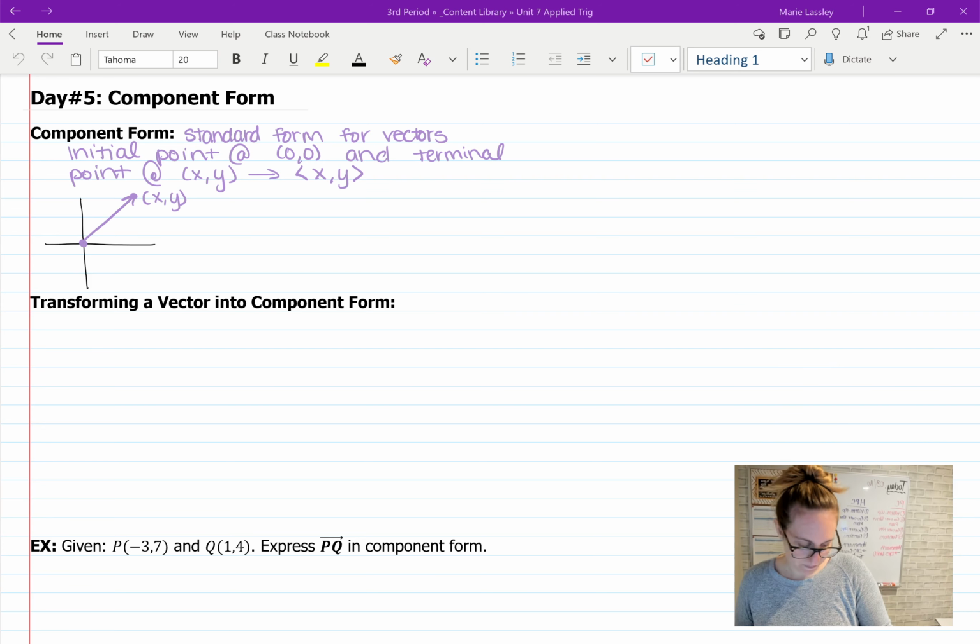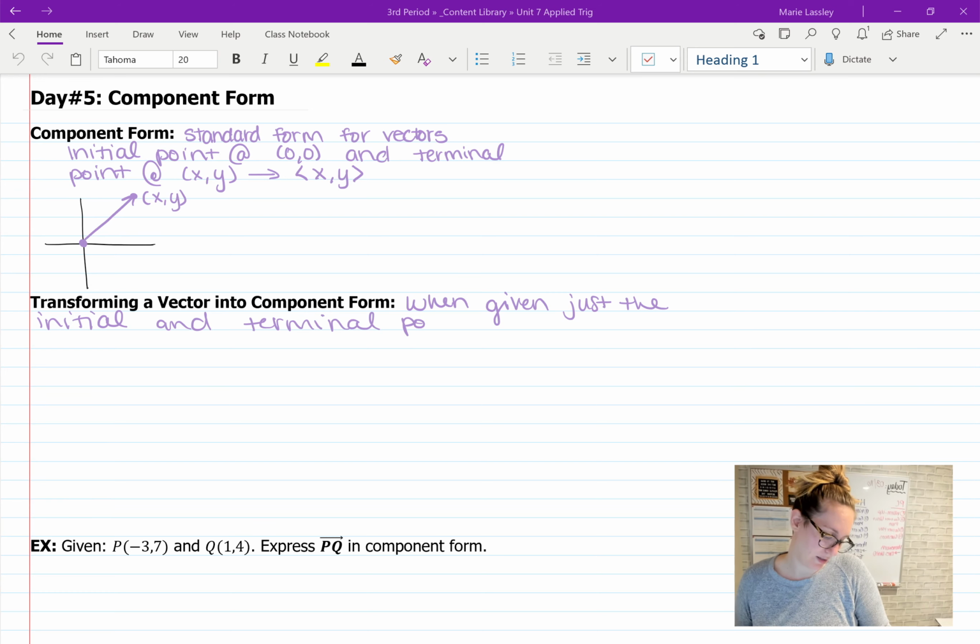when given just the initial and terminal point, all you're going to do is you take the arrow part. It's always just going to be arrow minus tail. That is it.